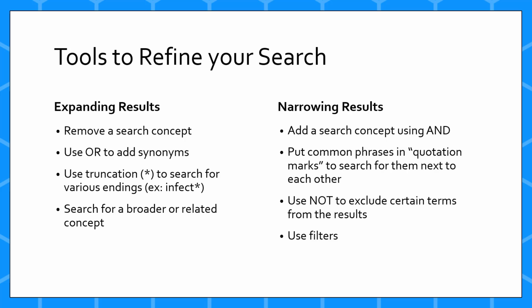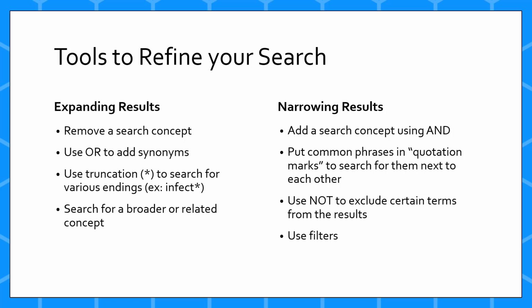On the other hand, if you're getting more results than you'd want to skim through, you should try to narrow and focus your results. You can do this by adding another concept to your search using the Boolean operator AND. If your concept is a phrase, put it in quotation marks so the database only brings back those words next to each other. If you're getting a lot of results not related to your topic, you can use the Boolean operator NOT to exclude them.